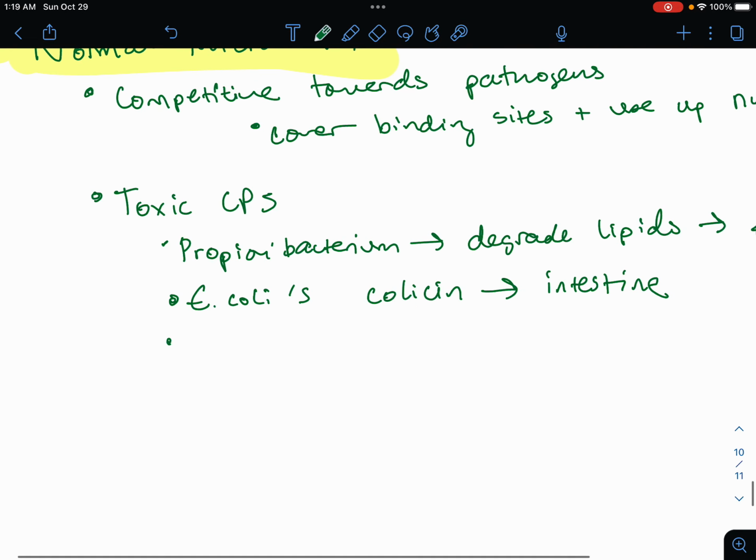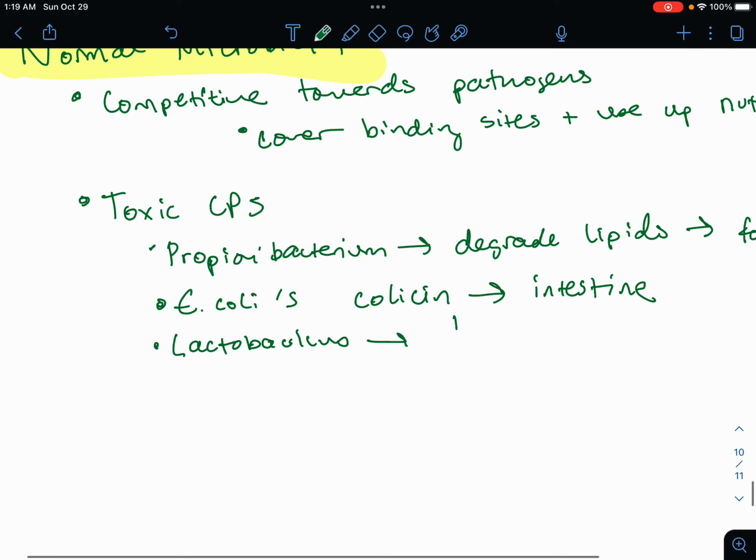Then we also have lactobacillus. We've discussed lactobacillus before. This organism lives in the vagina. It lowers the pH, making it more acidic in that environment, through the metabolism of glycogen and from the mucosa. This will actually inhibit and sometimes even lyse other bacteria that can be harmful.